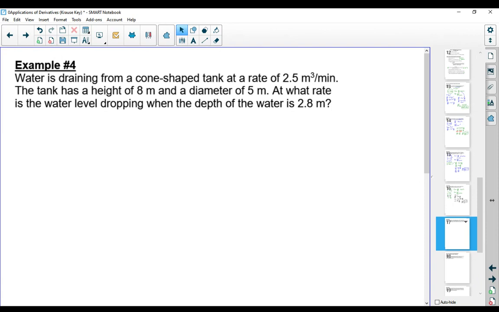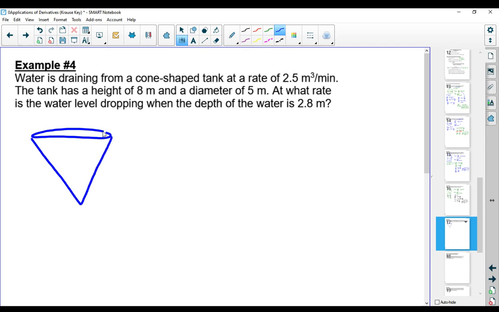Our last example involves a cone, but we're also going to be looking at similar triangles. So water is draining from a cone-shaped tank at a rate of 2.5 meters cubed per minute. So we've got our cone, and we've got water that's at one particular level, and it's draining. So it's going to get less and less as we go. So our original radius is 2.5 meters, and the original height of the cone is 8 meters.